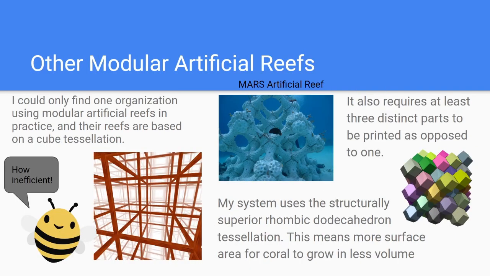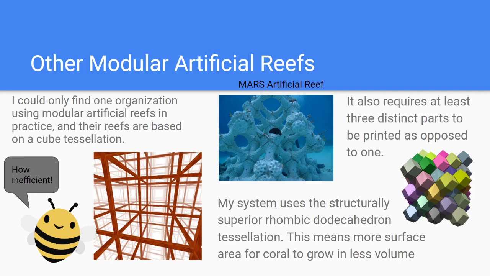Other people have tried modular artificial reefs, well, actually, only one organization I could find has tried it. They're called MARS, but they use a cube tessellation, which is less efficient than the rhombic dodecahedron tessellation that my system uses. The cube tessellation also means that they require at least 3 distinct parts to be printed, at least in the pictures that I've seen. They could require more, because I'm not fully sure what's going on inside of each individual node.